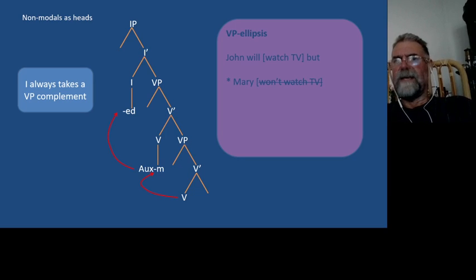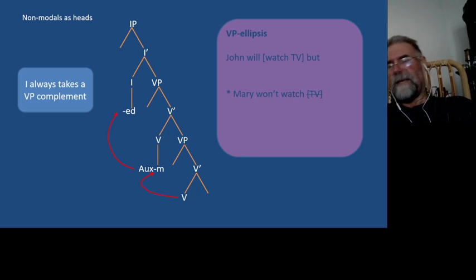So you can't say John will watch TV, but Mary. Okay, that doesn't work. Neither can you delete the DP part of the verb phrase. You can't say John will watch TV, but Mary won't watch. Okay, so it seems as though with this ellipsis phenomena, you can only delete verb phrases.